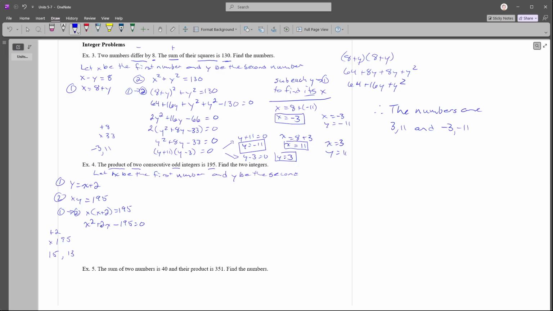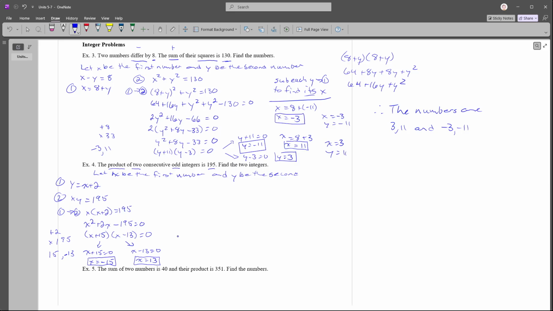And since they differ, the larger one is going to be the positive number, so that means the 13 is negative. So we can factor this. That means that this is going to be (x plus 15)(x minus 13), and that whole thing is equal to 0. So we can now calculate each one of these. So x plus 15 is equal to 0, which means x is equal to negative 15. And over here, we have x minus 13 is equal to 0, which means x is equal to 13.